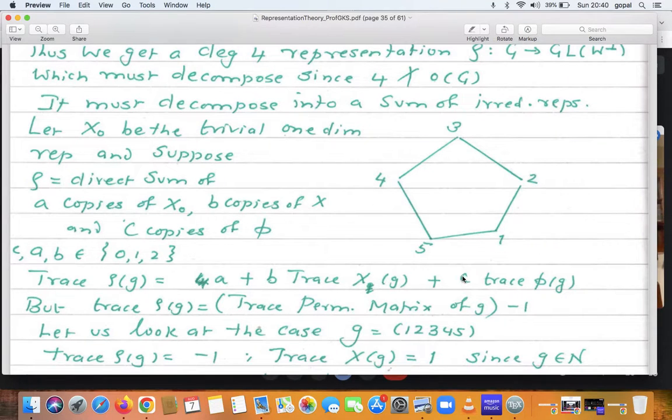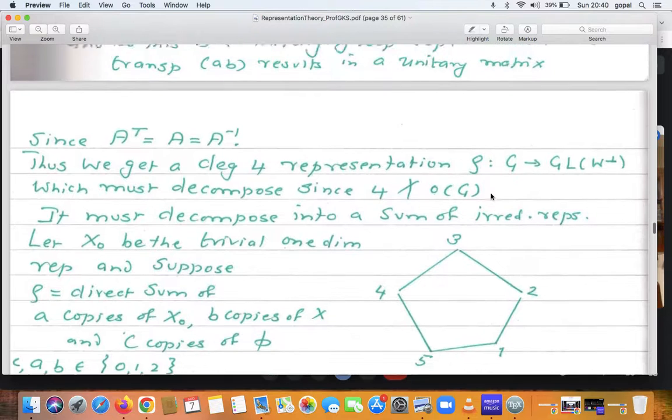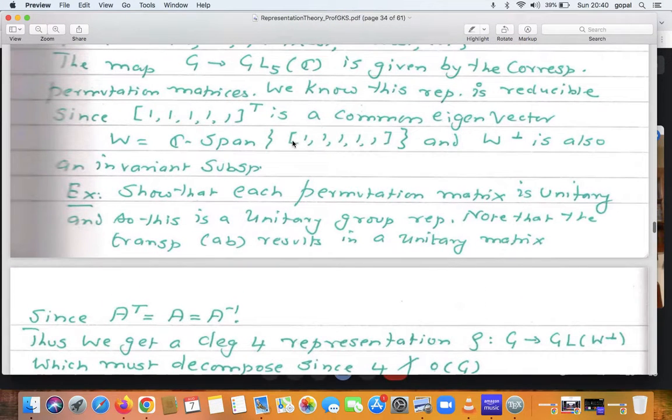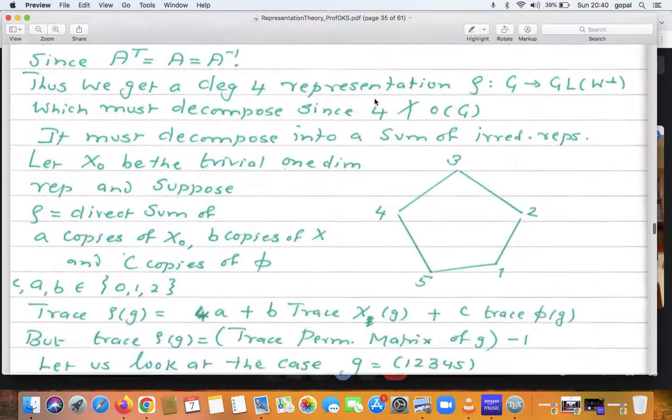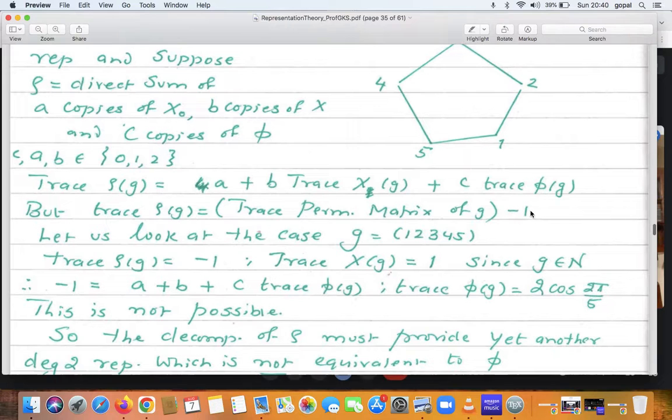Why can't it split otherwise? Suppose it splits as A times the trivial representation, B times the non-trivial representation of degree 1, plus C times the geometrical degree 2 representation. Then you calculate the trace of various permutation matrices, and you'll have to subtract 1 because you're taking the orthogonal complement. This vector corresponds to the eigenvalue 1, and you're taking the orthogonal complement, so you have to remove that eigenvalue from the trace. That's why you subtract it off.